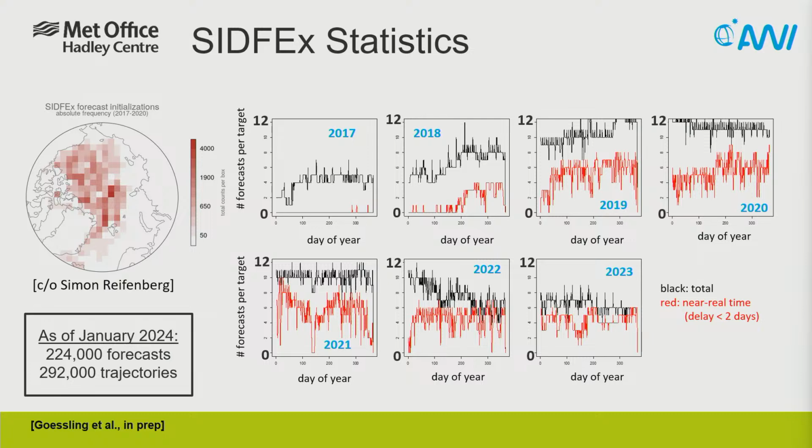And so we decided that we should create an operational forecast to support the ship. But we still have this big database of forecasts, and we'd be interested to collaborate with people if they're interested to be involved in them. And as of January this year, we have 224,000 forecasts there, nearly 300,000 trajectories in the database. And I optimistically have been putting Gosling et al. in prep on these slides for a while now, but Helga is leading a paper that should be submitted later this year.